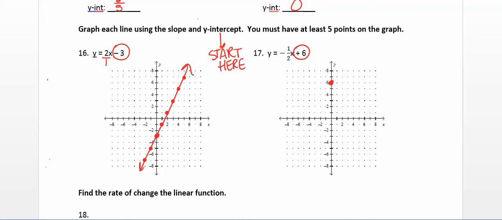This did have positive slope, and as I look at the line, I can see that I did go the correct way. That's always something that you should check at the end. You only had to have 5 points on the graph. I have a few more than 5, but I also like to go all the way through the graph.